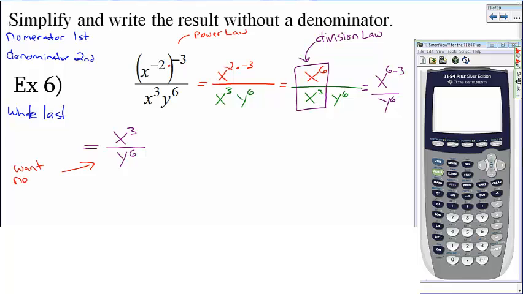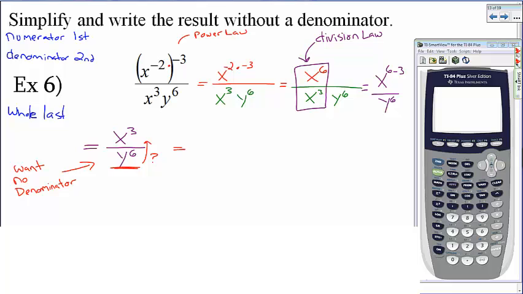However, we are not complete. Well, why not? We've simplified everything down. Remember, what did the instructions tell us? We want no denominator. Well, how can I rewrite this with no denominator?